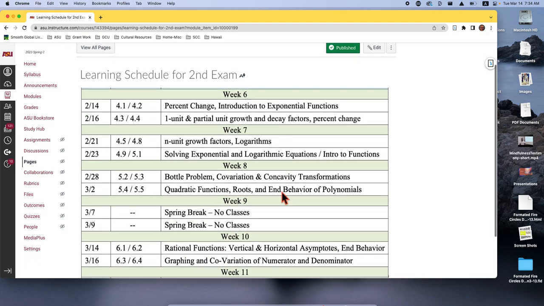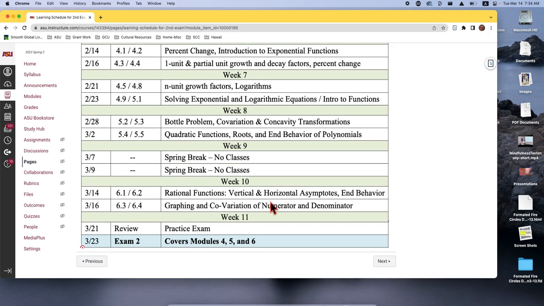Where we should be: we had our spring break, no classes, so we're at 6.1 and 6.2, rational functions. I'm going to do just a little brief review on what happens with rational functions, because there's a fraction, a top and a bottom, and the top does something different than the bottom does. There's some graphing, and then next week we will go into full review mode.